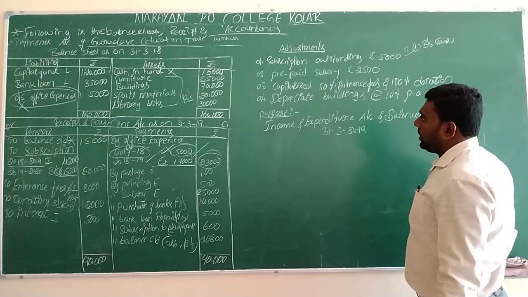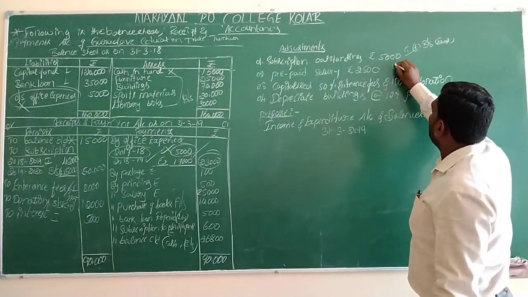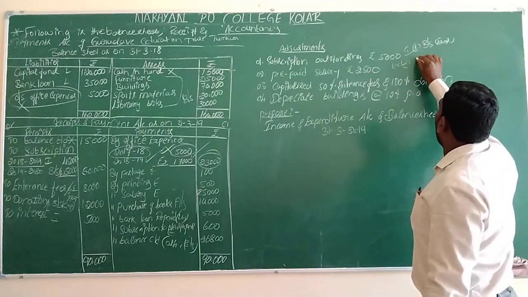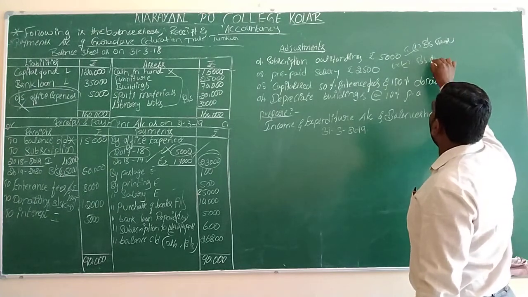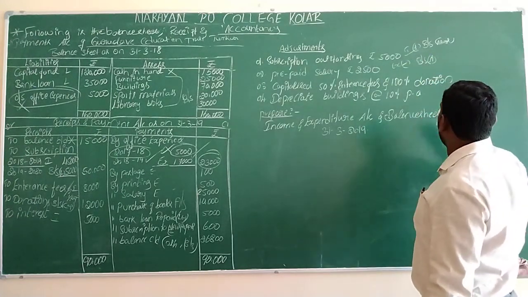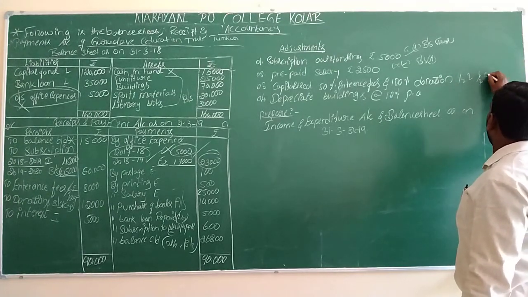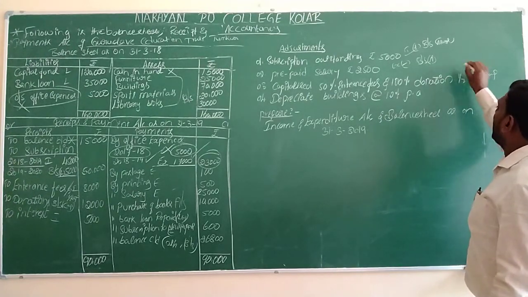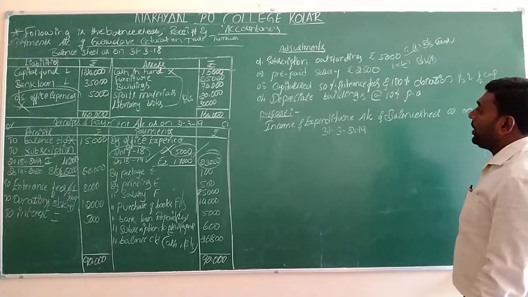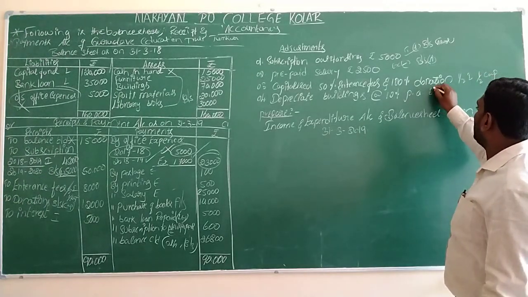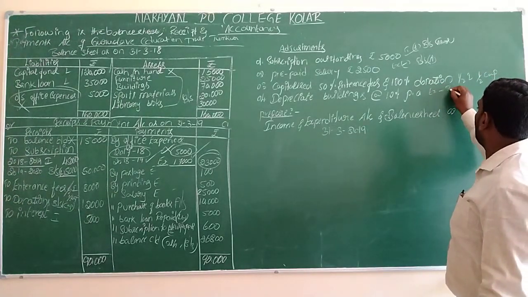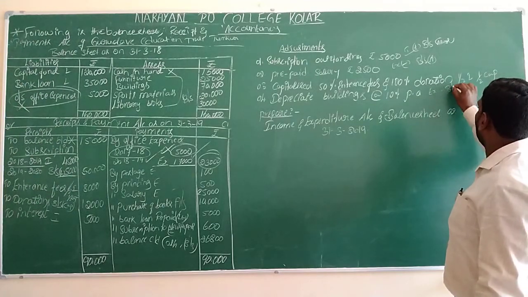Under balance sheet assets, prepaid salary is an expenditure minus a balance sheet asset. We have to write it under the assets side. Capitalize 50%: half income, half capital. Donations in full will be capital only. Depreciate building: first we will find out the expenditure value, and in the balance sheet it is minus.